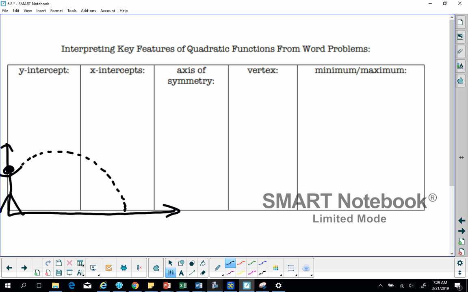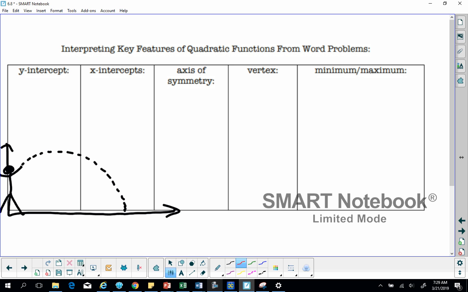Quadratic equations are usually about someone kicking a soccer ball or someone throwing something off a roof or something like that. So make sure you're writing these notes down, because these are usually the type of problems you're going to see on your milestone. So just bringing everything together.